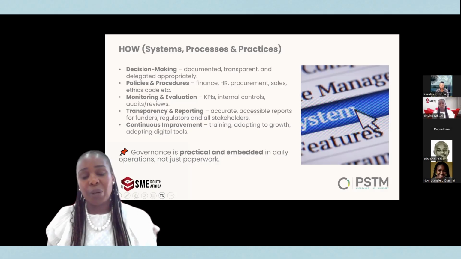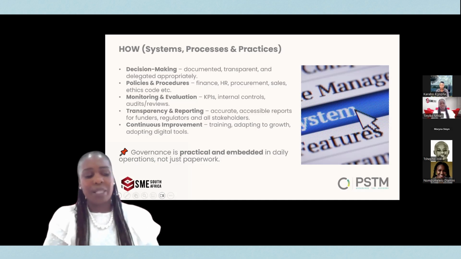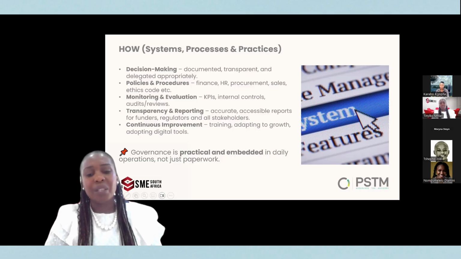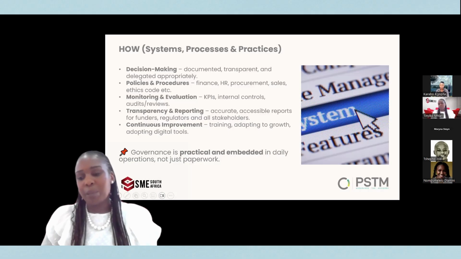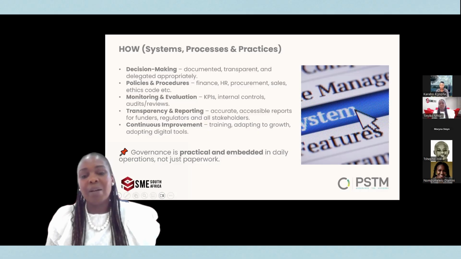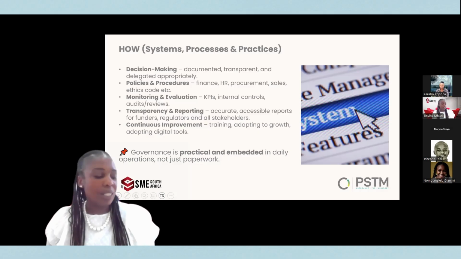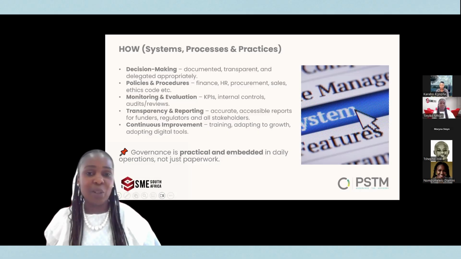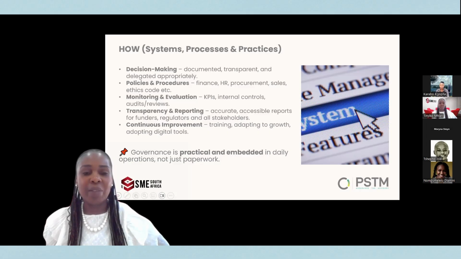So ensure we've got the right systems in place to ensure that we're able to move on to the next part. Now, governance is very, very practical. So the how is how we do things, how we implement things, the practical side of things. So let's ensure that we have the systems in place to enable us to deliver practically and embed this in our day-to-day operations. Now, we've covered the core of governance. We know what governance is.